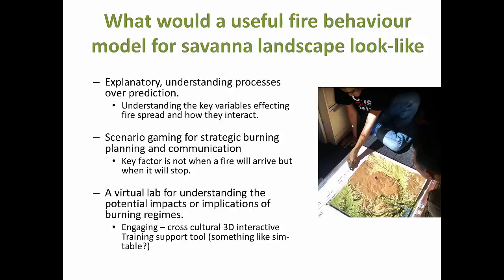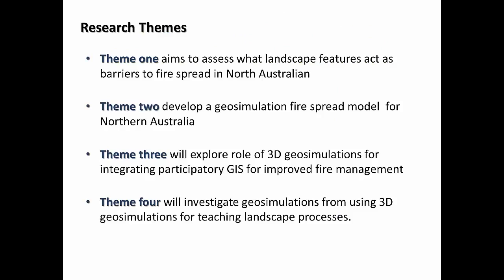So what am I actually going to do? So these are the 4 research themes, as I call them, that I'll be focusing on through my candidature. Theme 1 aims to assess what landscape features act as barriers to fire spread in Northern Australia. Theme 2 is developing one of these cellular autonomous geosimulation fire spread models for Northern Australia. Theme 3 will explore the role of 3D geosimulations for integrating PUS through GIS and improve fire management.